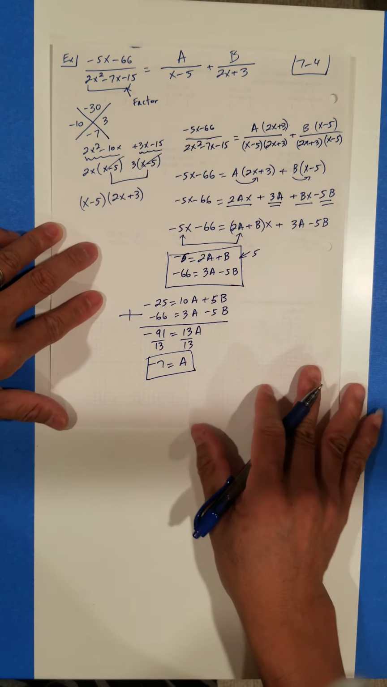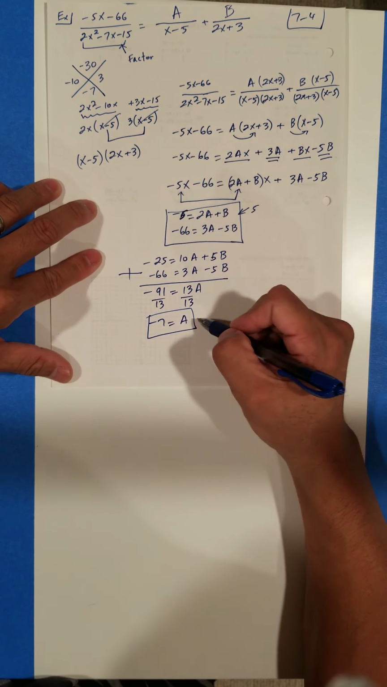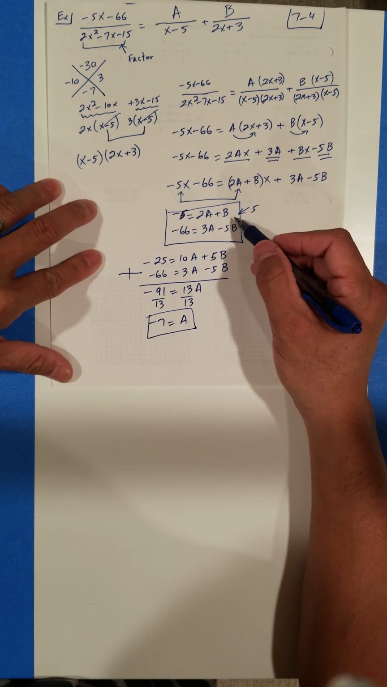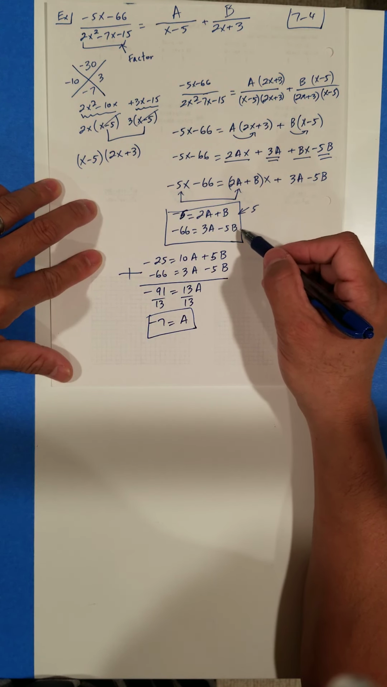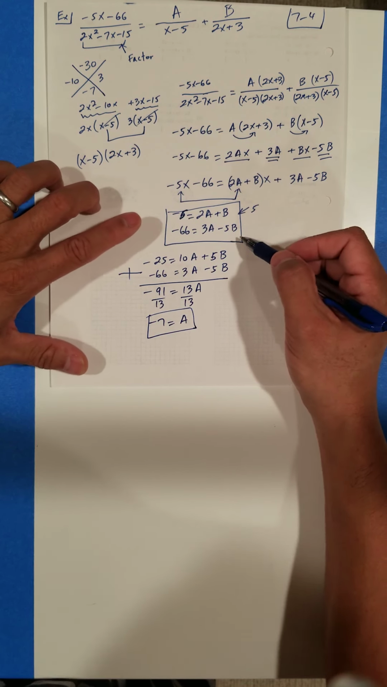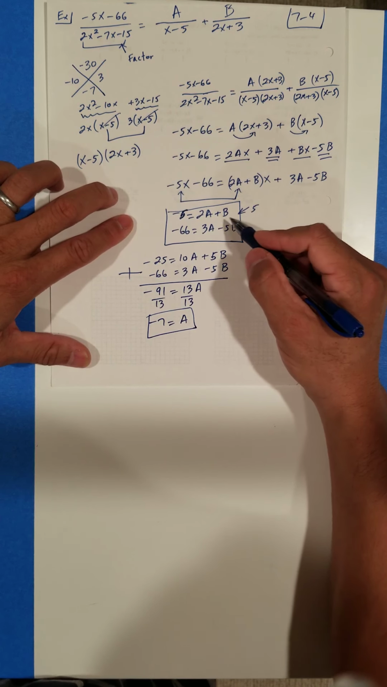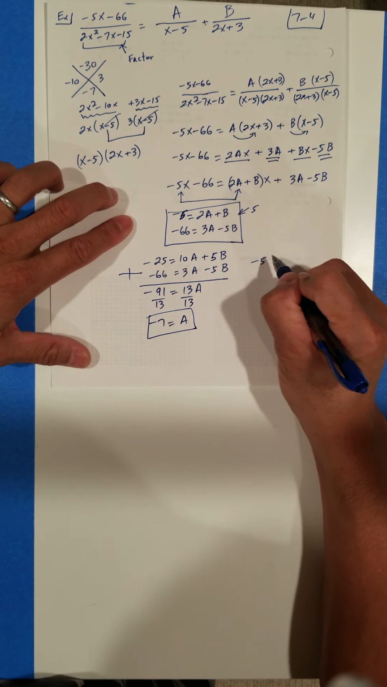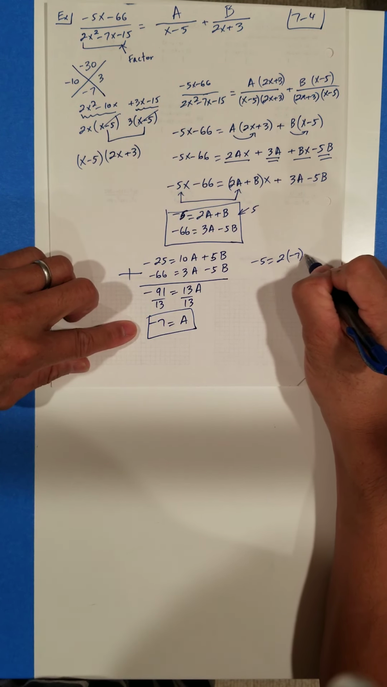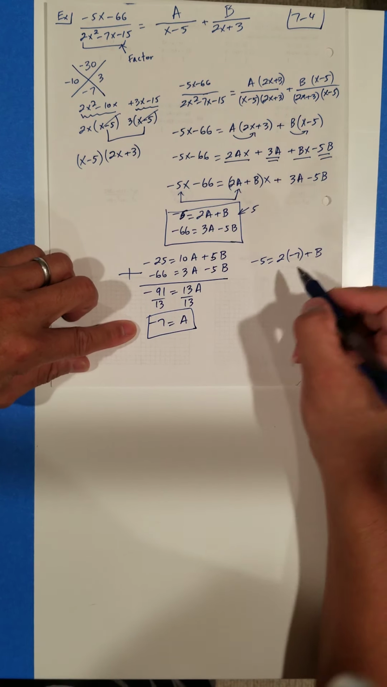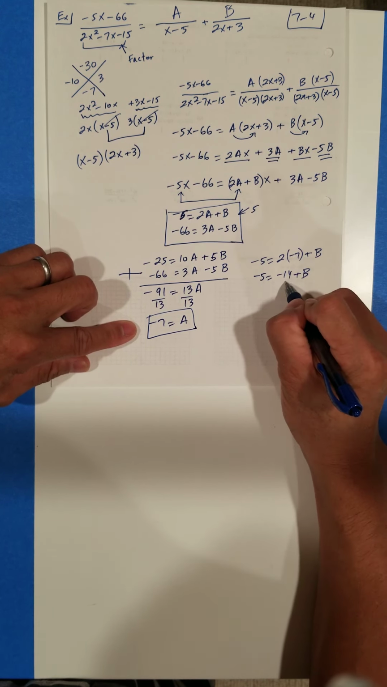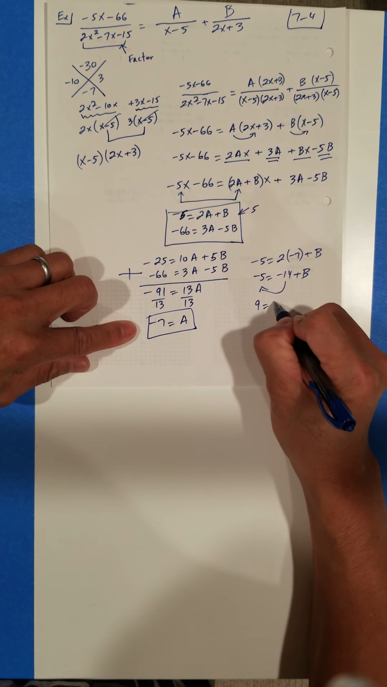A is negative 7. Now I'm going to go back up here and I can do a couple of things. I can substitute it, or I can do elimination, and get b. But the easiest way I found is just to substitute a in there. So the first equation says negative 5 equals 2 times a. I found a. A is negative 7, plus b. So negative 5 equals negative 14 plus b. Bring that over, I get 9 equals b.